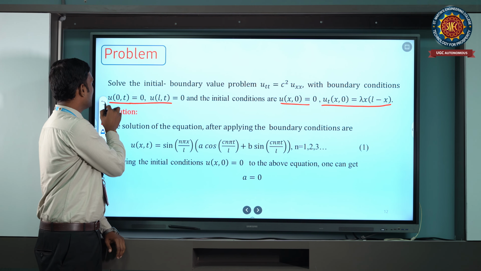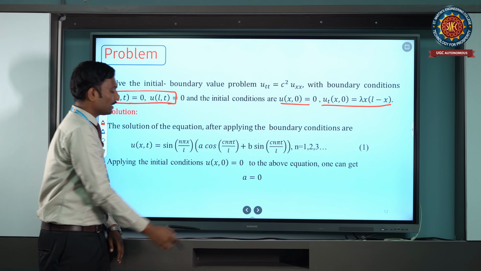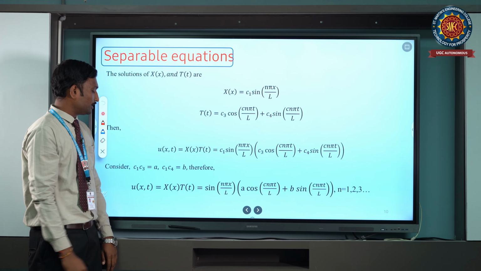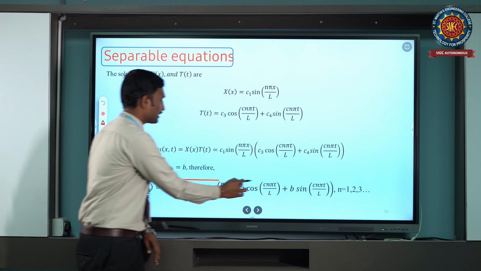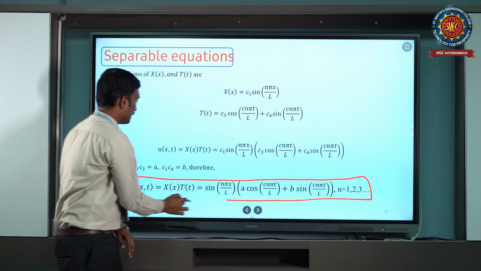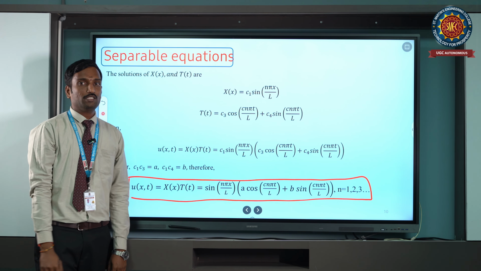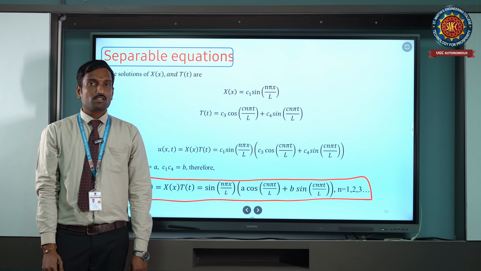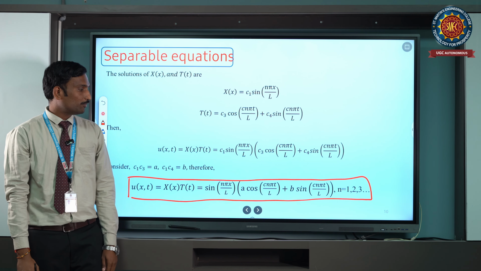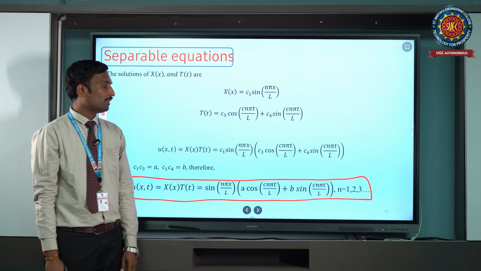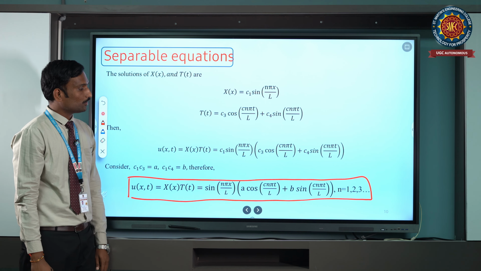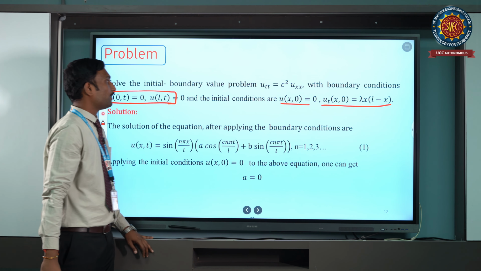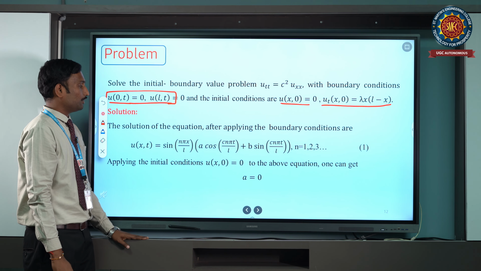Since the boundary conditions are the same, we can take the earlier solution for the equation. That is u(x,t) = X(x)T(t), the variable separable solution that we solved as sin(nπx/L) into [A cos(cnπt/L) + B sin(cnπt/L)], where n = 1, 2, 3 and so on. The same solution is considered here for finding the solution of this equation.